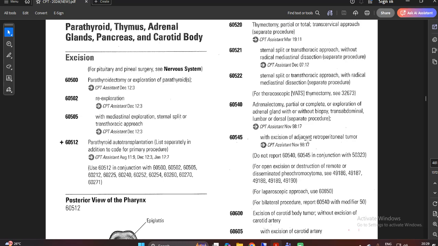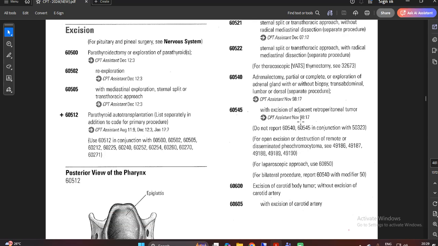We have completed all video assisted thoracoscopic surgery. Correct. Okay, like that. 60540, adrenalectomy, partial or complete or exploration of adrenal gland with or without biopsy, transabdominal, lumbar or dorsal. 60545, with excision of adjacent retroperitoneal tumor.